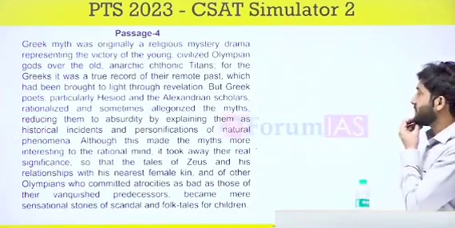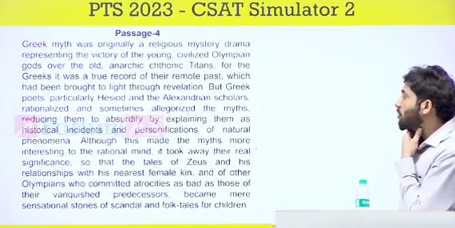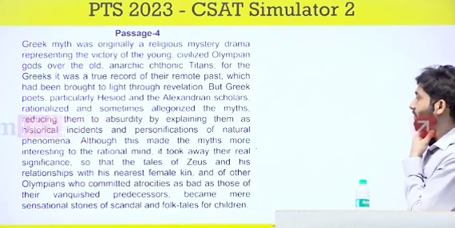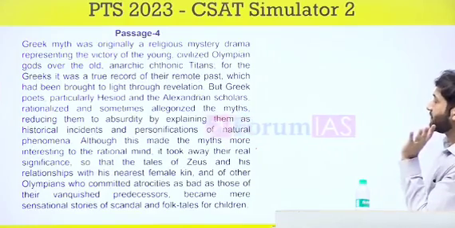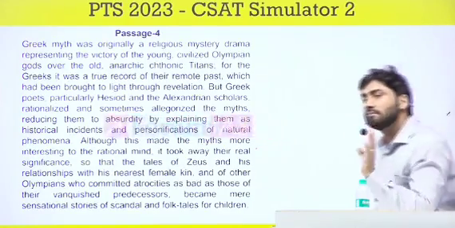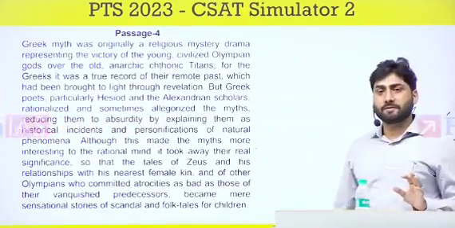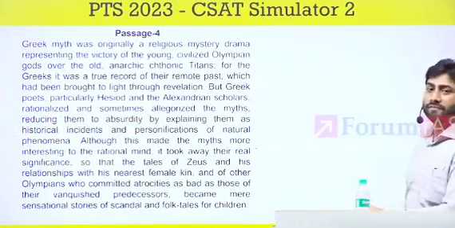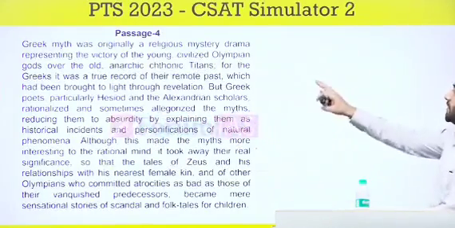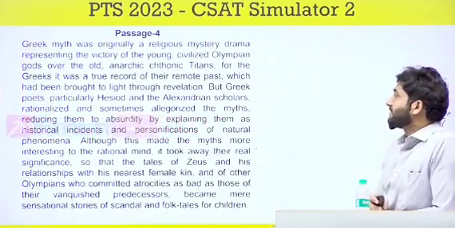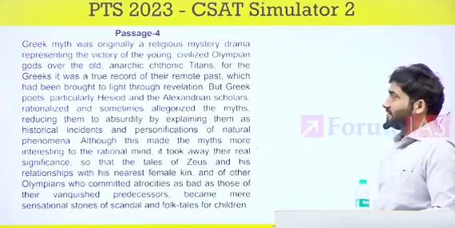So that the tales of Zeus and his relationships with his nearest female kin, and of other Olympians who committed atrocities as bad as those of their vanquished predecessors, became mere sensational stories of scandal and folk tales for children. That's what it has been reduced to after this redefinition by these poets. I hope that makes sense. All those myths which were regarded as very important earlier, how that transformation took place after the description by these writers and scholars, this is what is being discussed about Greek myths.